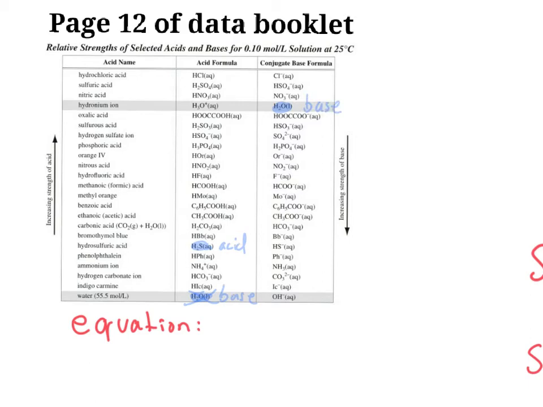Not always will both be on the left side. Sometimes, most of the time, one will be on the left, one will be on the right. In this case, both were on the left, and so we pick H2S to be our acid. And so then we've now identified our acid.